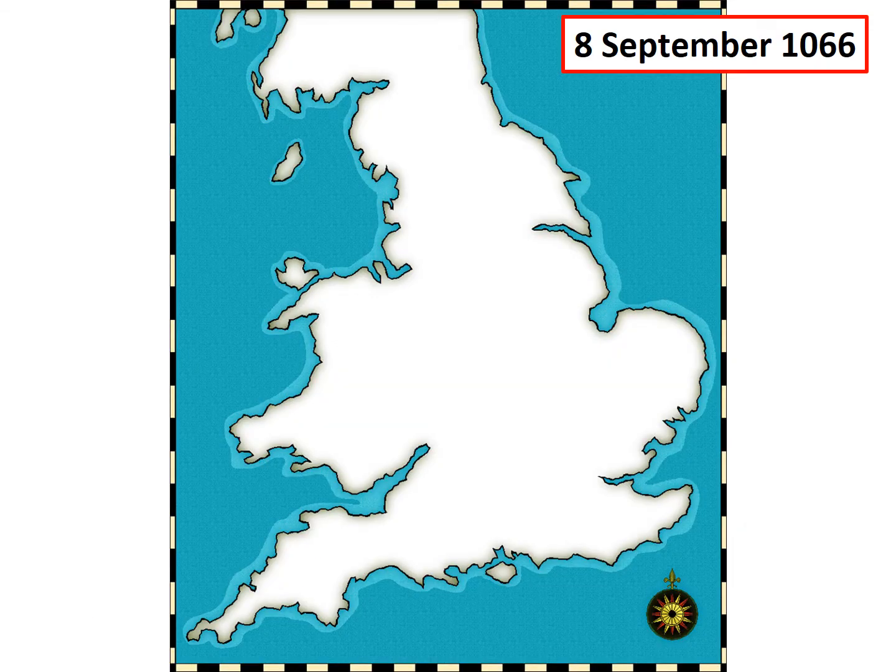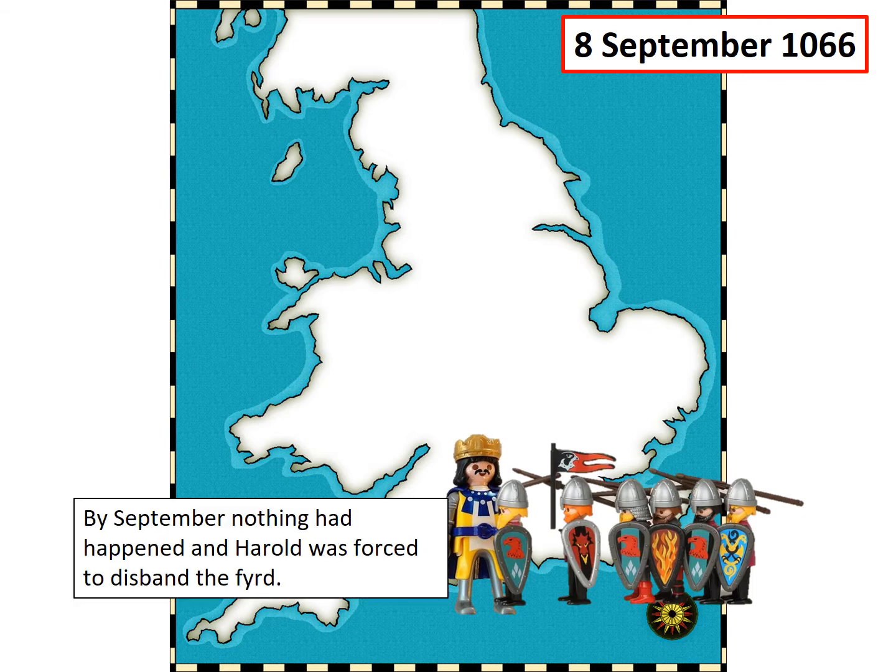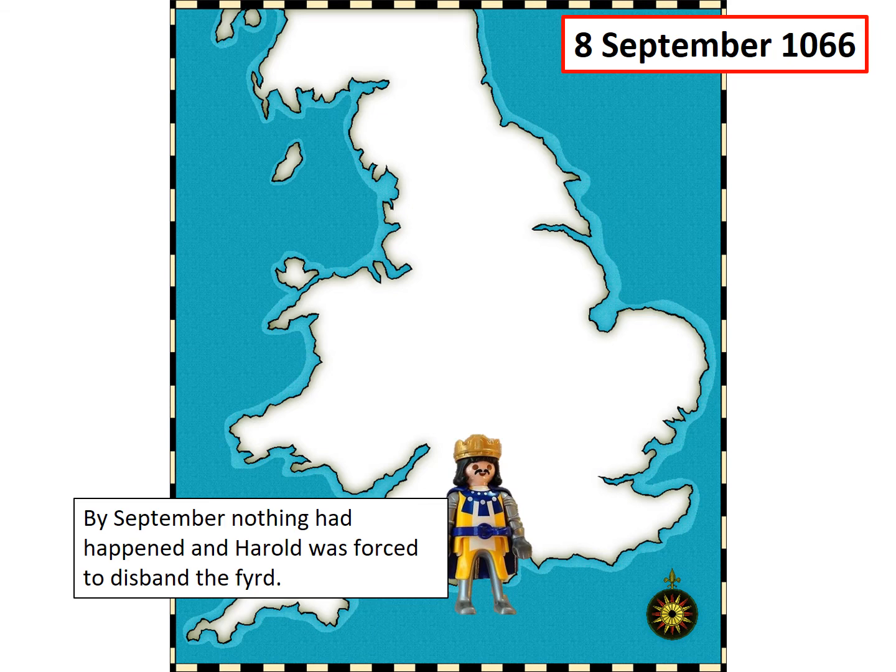And they wait there until September. And in September of 1066, Harold and his Fyrd down on the south coast, nothing happens. And Harold is forced to disband the Fyrd. And the reason nothing happens is the Normans have decided to not yet invade. And I say yet because we know that they will. And so the Fyrd is disbanded and sent back to go and gather in the harvests in their regions around England.